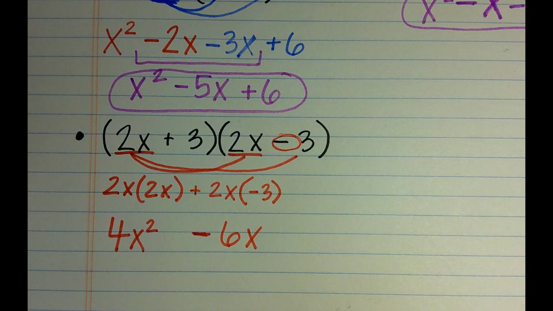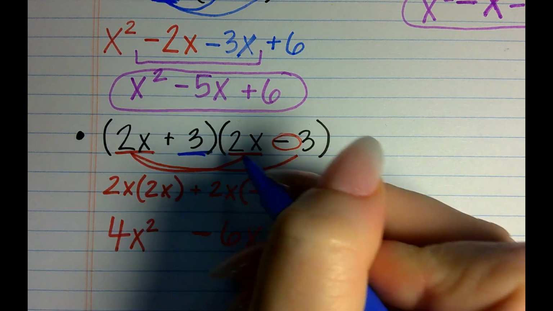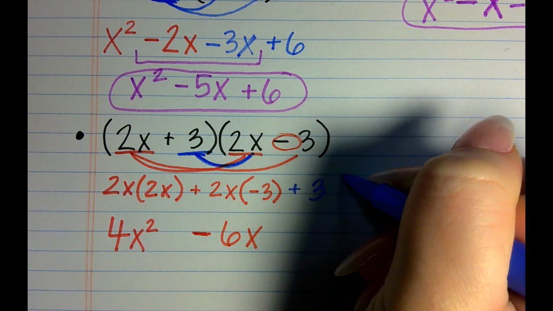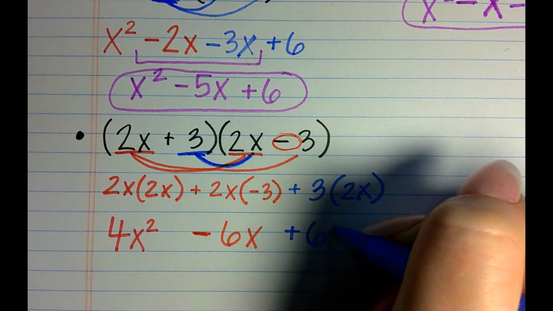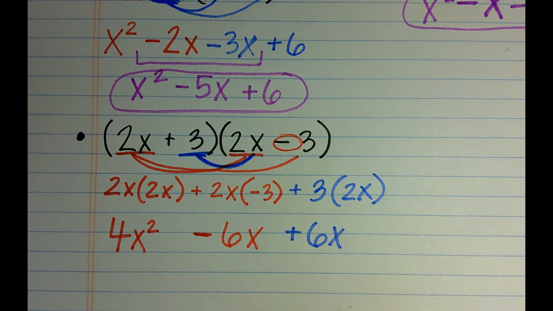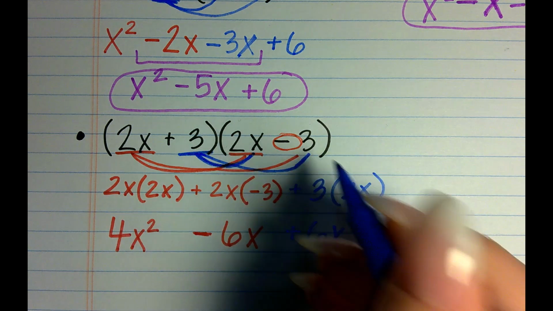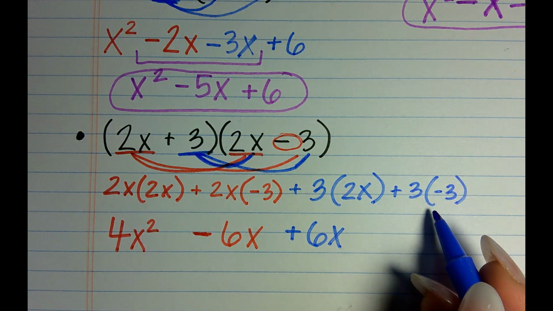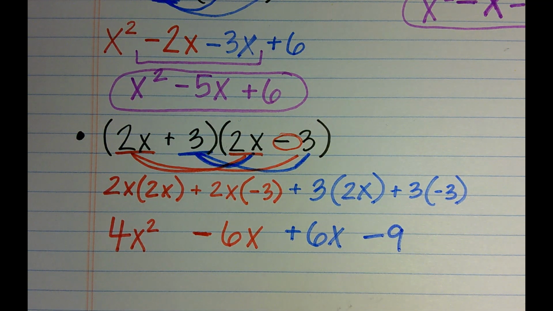What comes next? Inner terms. 3 times 2x is 6x. Good. That's positive this time. And last but not least, 3 times 3, negative 3 is negative 9. Good. 3 times negative 3 gives us negative 9.